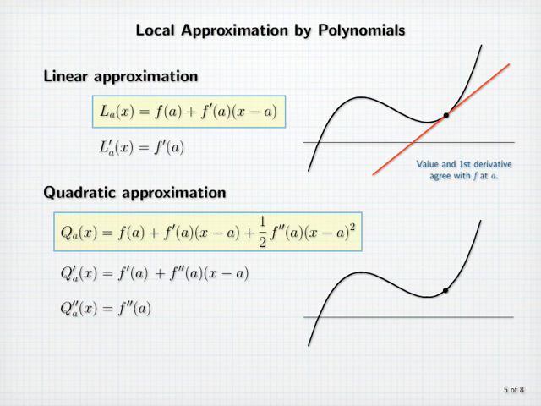So let's look at a picture here. Same graph as above. This is what the graph of the quadratic approximation looks like. This is the graph of the unique quadratic polynomial whose value, first derivative, and second derivative all agree with f at x equals a.